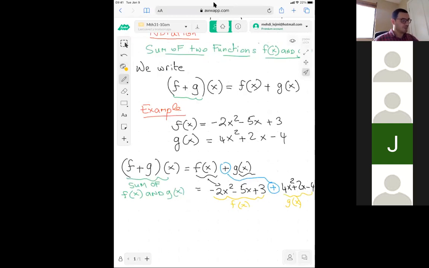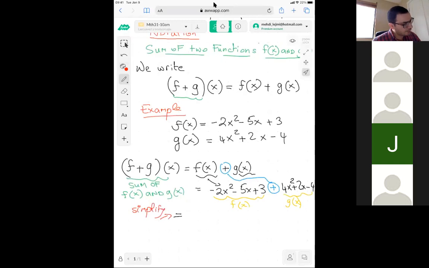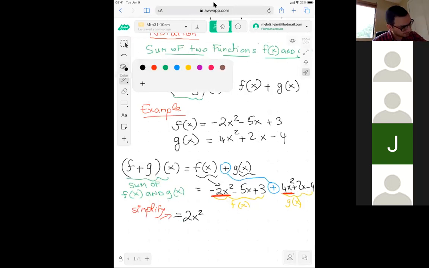Now, what you have to do, guys, is try to simplify. So the next step is to simplify. For example, you have minus 2x squared and plus 4x squared, so that will be positive 2x squared. Next, you have minus 5x and plus 2x, so we're gonna have minus 3x.